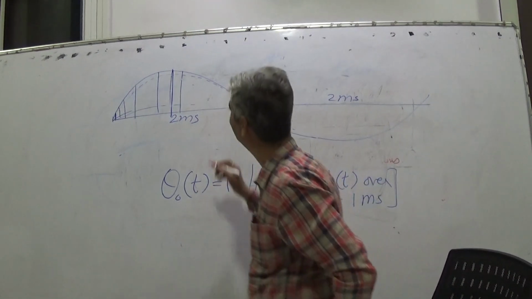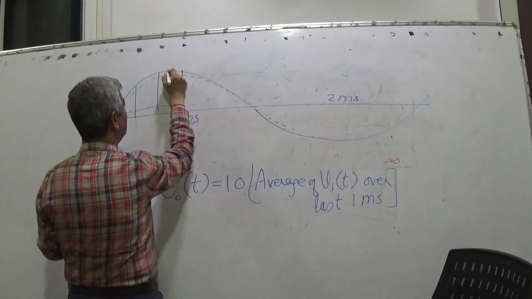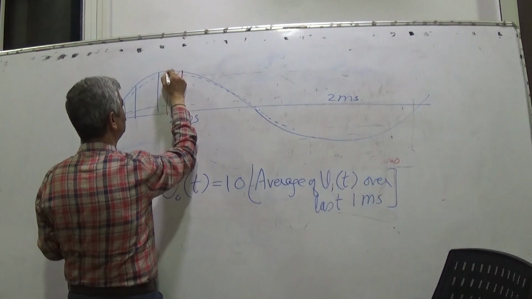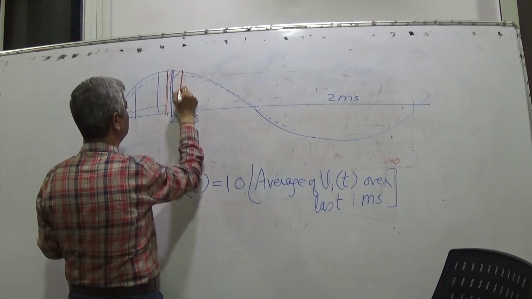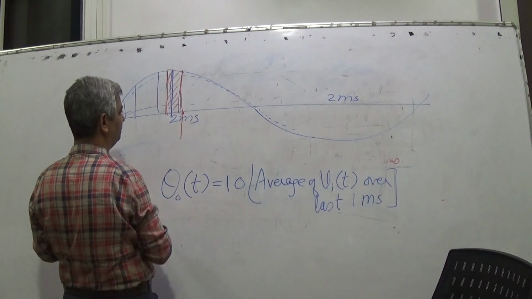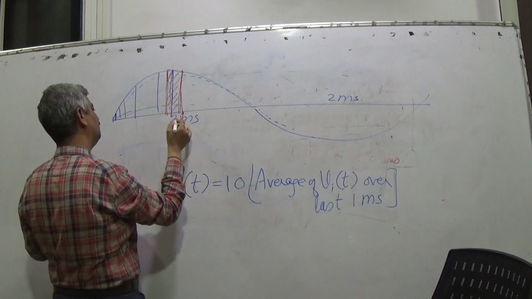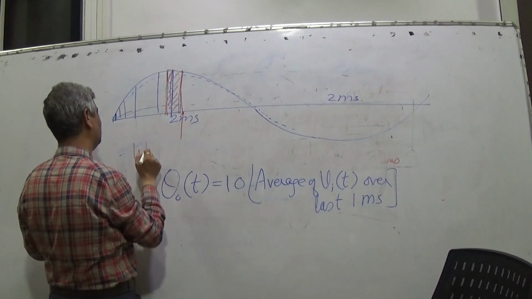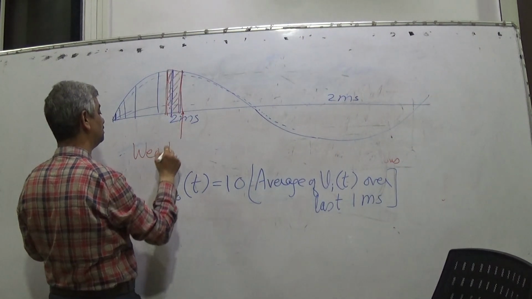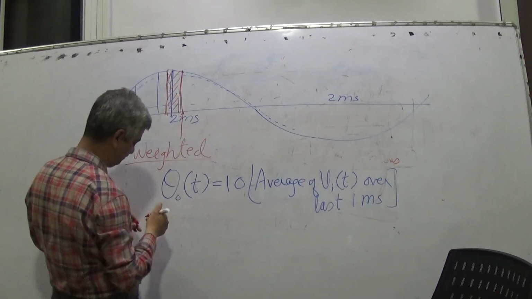So when I take the average at this point, I say the last 1 millisecond. So this area, I say, divided by this base width. So it is not like this. So it's a weighted average. This is called convolution. It's a very important term in signals and systems.